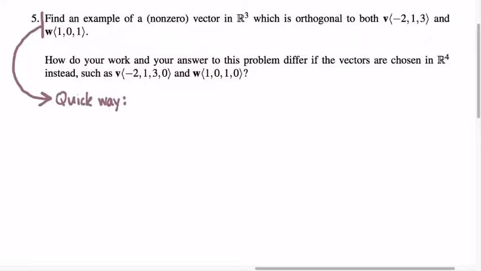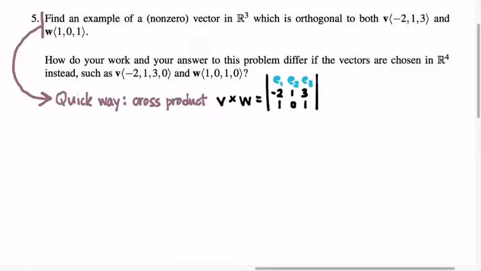The quick way to find a vector which is orthogonal, perpendicular, to a pair of vectors is to compute the cross product of those two vectors, v cross w. That will be orthogonal to v, and it will be orthogonal to w. Computationally, there are a number of ways to remember how to compute a cross product. The one that I like is to set it up as the 3 by 3 determinant with v and w on the second and third rows, and the first row containing the standard basis vectors e1, e2, and e3.